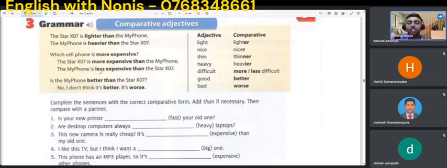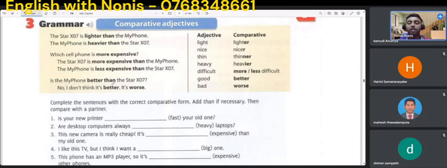My phone is less expensive than the star X07. So here also they are saying less expensive than. So when you use the word expensive, remember for you to compare, you have to use either more or less. The adjective is expensive, but when you are using the comparative form, you only have to use more or less in front of the adjective. More expensive than, less expensive than.